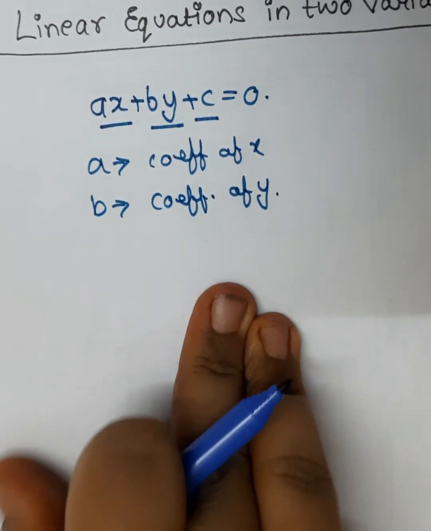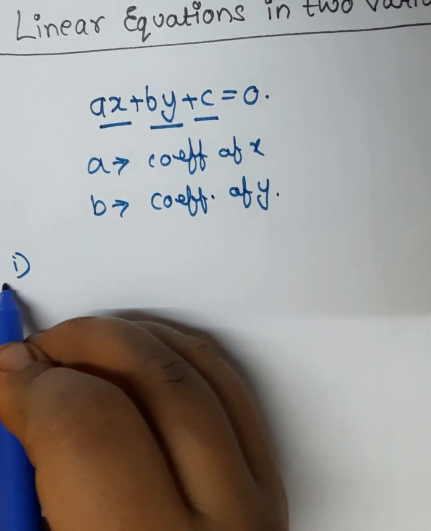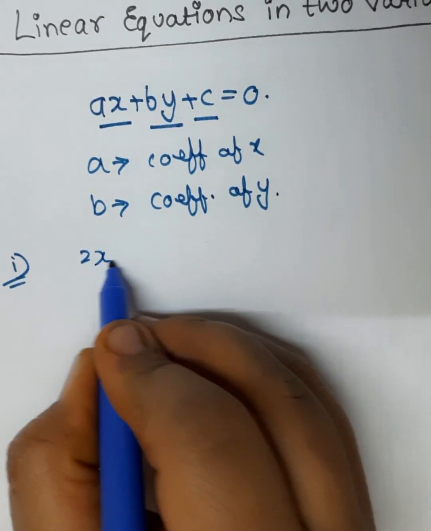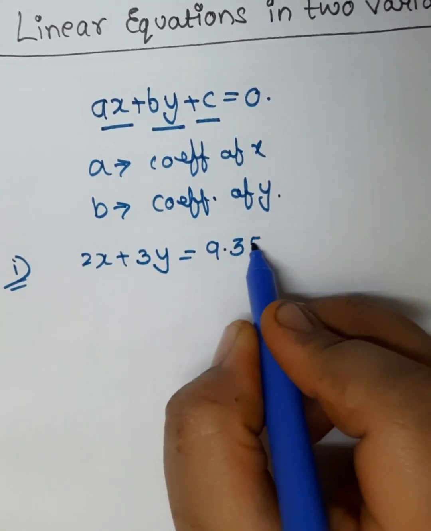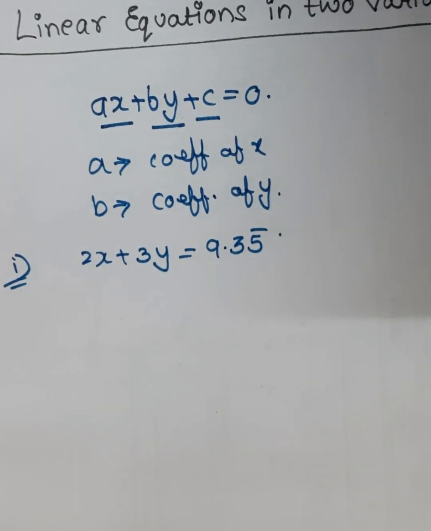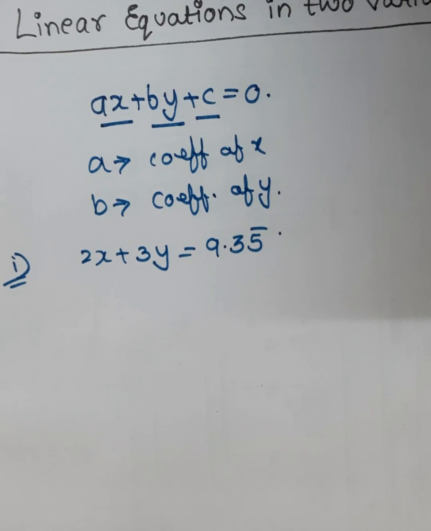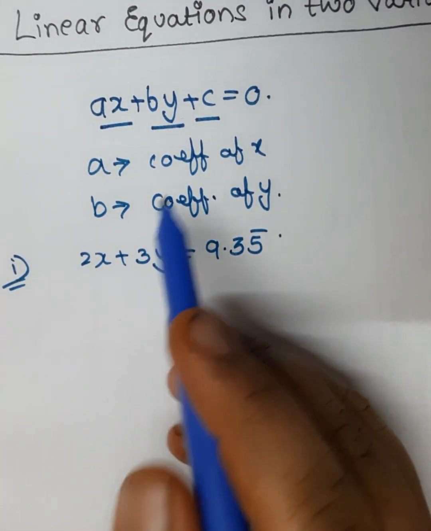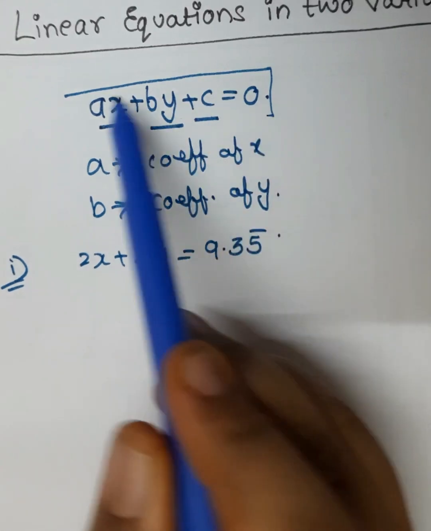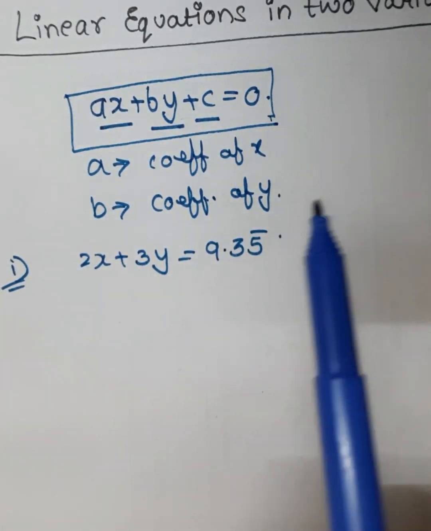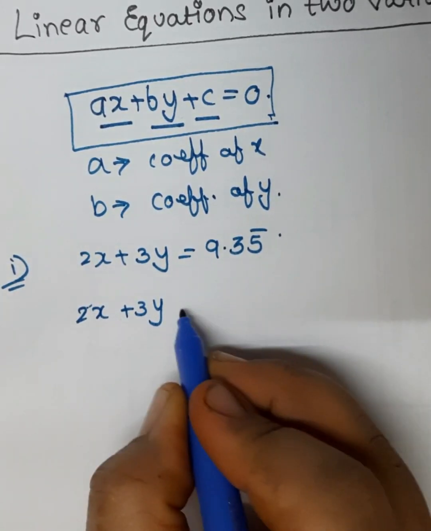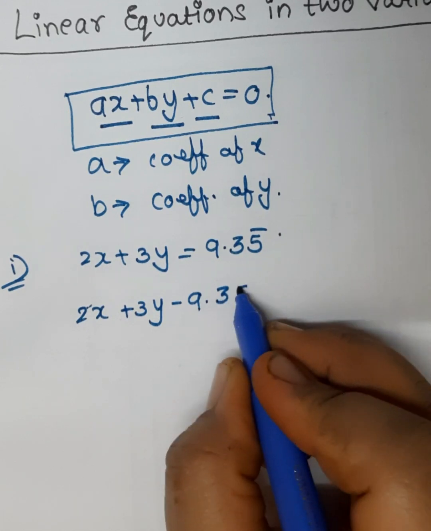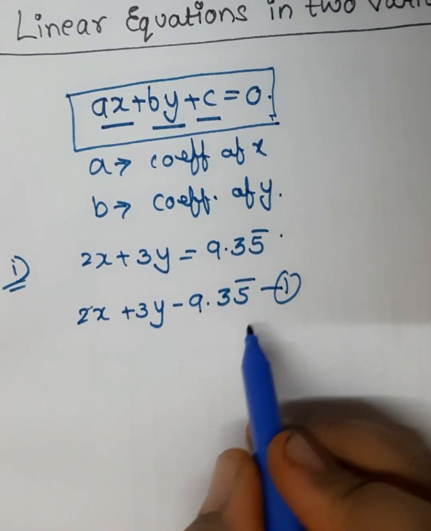Now we will see the kind of questions. The first question is 2x plus 3y is equal to 9.35 bar. In this question, we have to find the coefficient of x and y and the constant also. So first of all, we will write this in the standard form. What is the standard form? ax plus by plus c is equal to 0. So we write 2x plus 3y minus 9.35 bar. So this is the standard form.